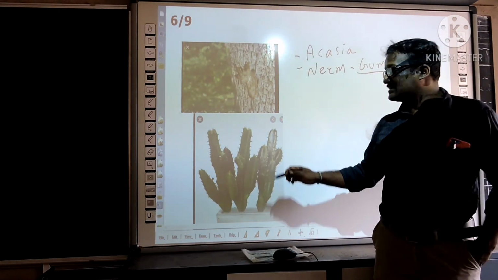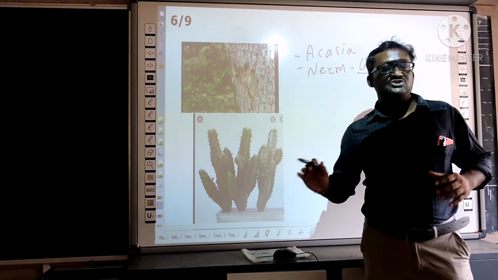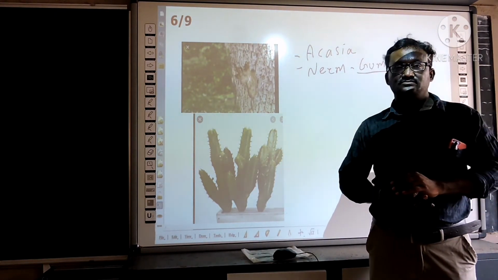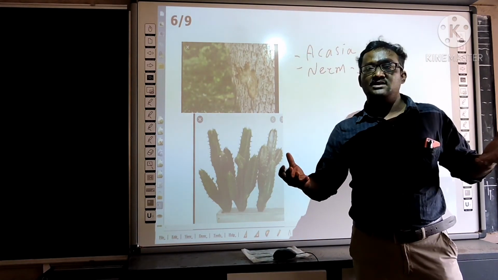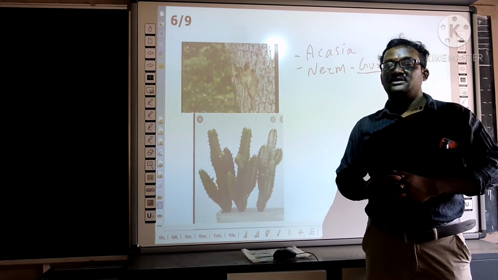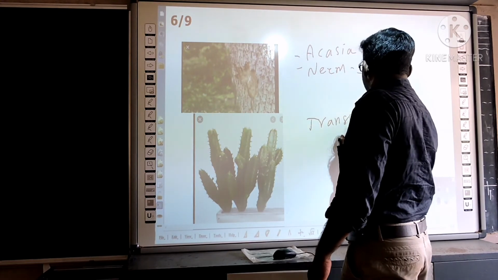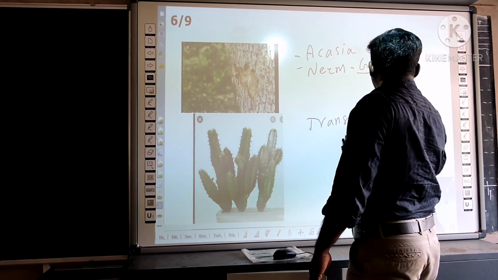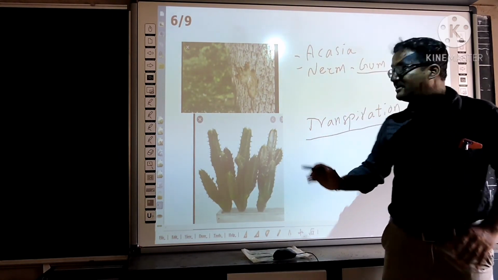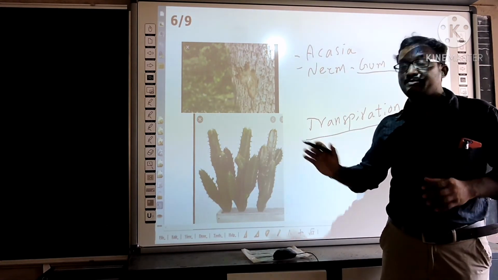See, the desert plant. In desert plants, the dermal tissue plays a crucial role in preventing the loss of water. You know, desert plants means there is a scarcity of water. The plant should retain the water. It should prevent the loss of water through transpiration. So dermal tissue forms a waxy layer above it. It prevents the loss of water through the transpiration process.